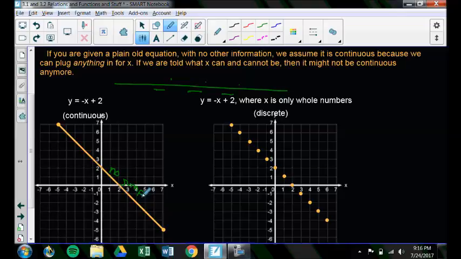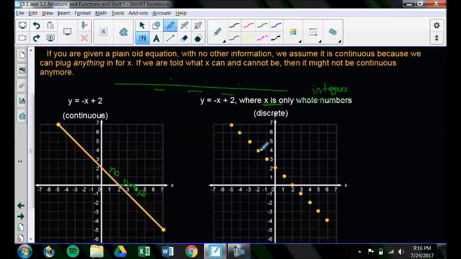Here's a discrete line. It's the same function, y equals negative x plus 2, but we said x is only whole numbers. Or I should say integers, because this could be negative apparently. But integers are positive or negative whole numbers. If x is just the integers, then all I have is these single points, and that's discrete.